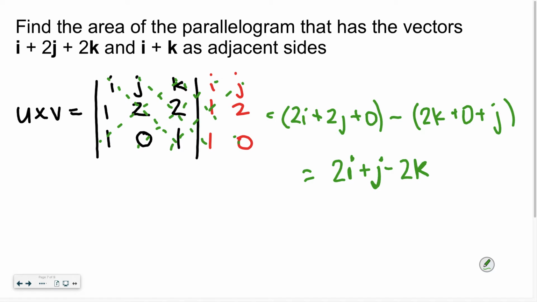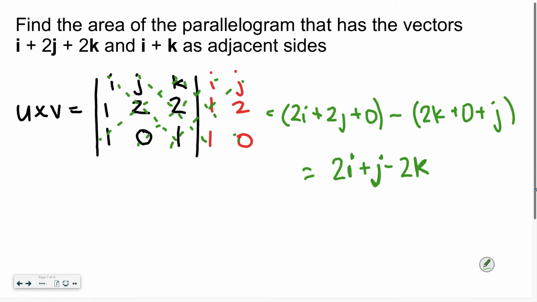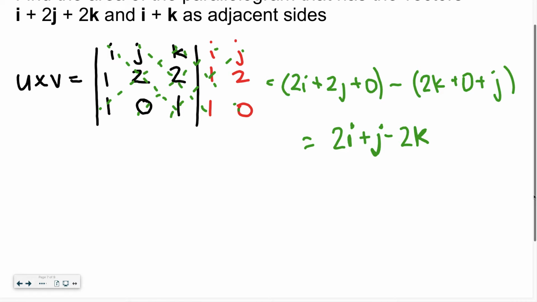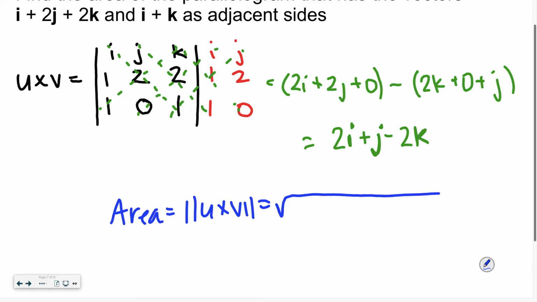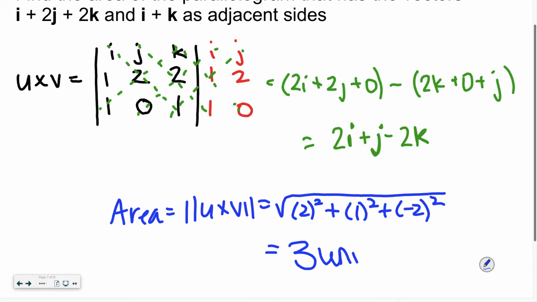All right, we found the cross product. What do we do with our cross product? If we want the area of our parallelogram, we need to take the magnitude of this cross product. So we're going to take the square root of component squared plus component squared plus component squared. What's our magnitude? And we are talking about area, so we are talking about square units, whatever those units may be.